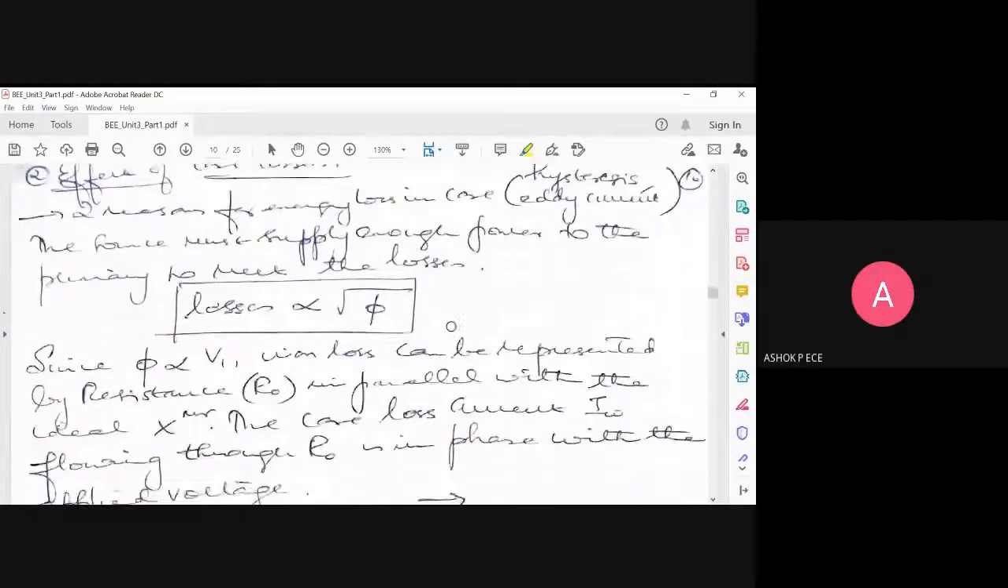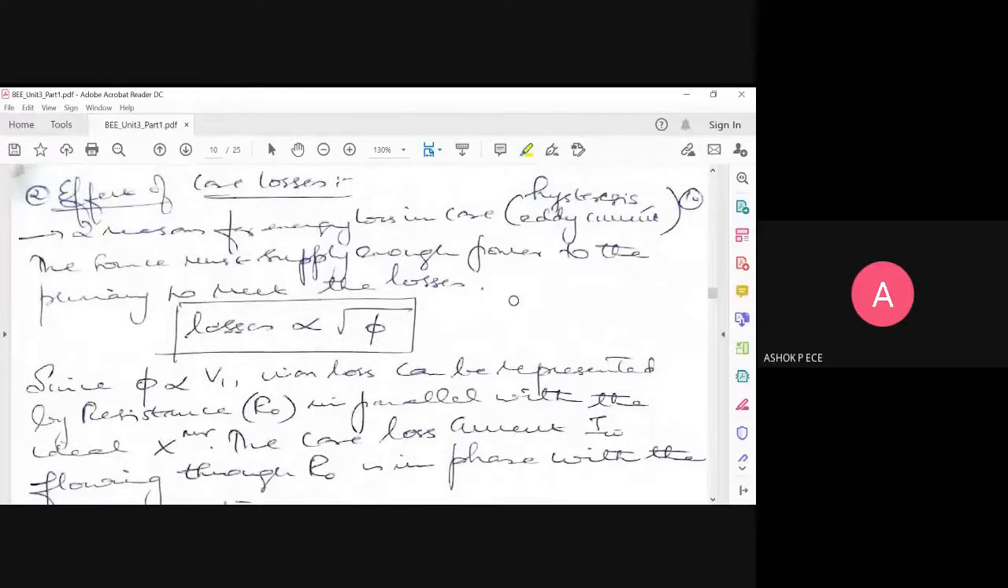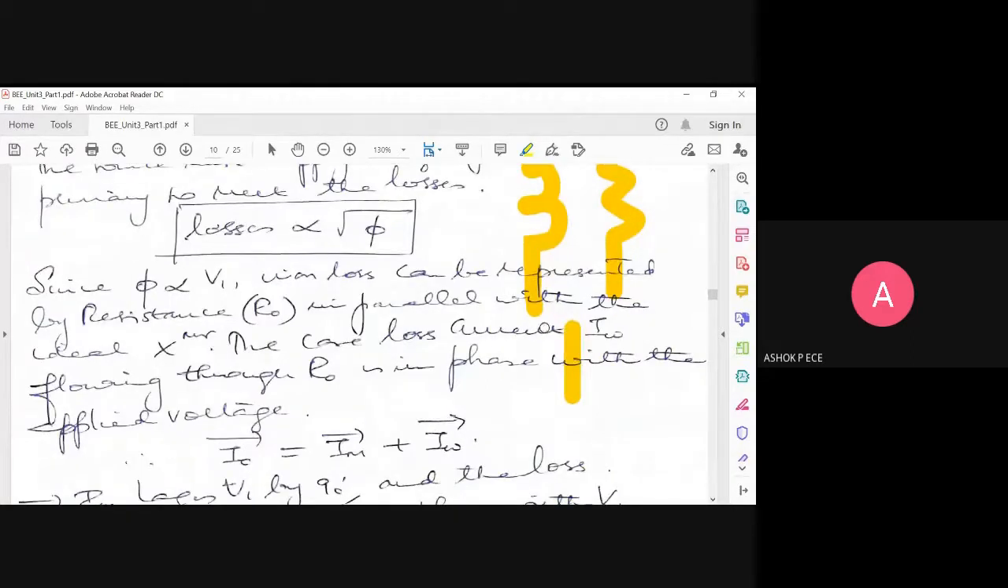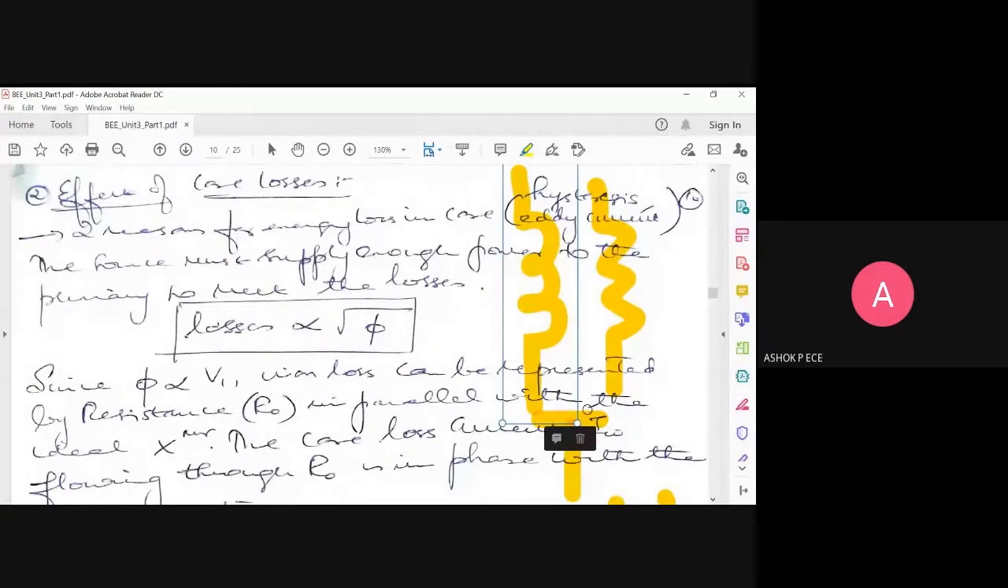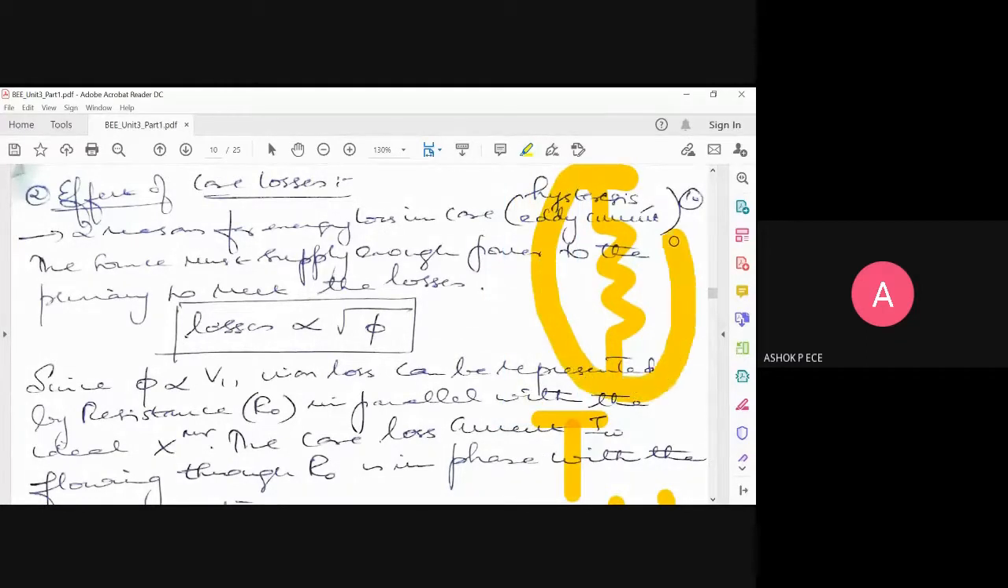Now, the second case. I told you yesterday, an inductor will have a resistance also. An ideal inductor will not have resistance, but practical inductors will have resistance. When current flows through a resistance, you will always have a loss. That loss is called core loss. So the current contributing to the core loss is given by IW. This is the second component. And this is purely because of the resistance, because your inductor will always have an inbuilt resistance.